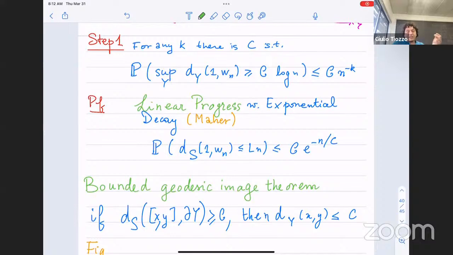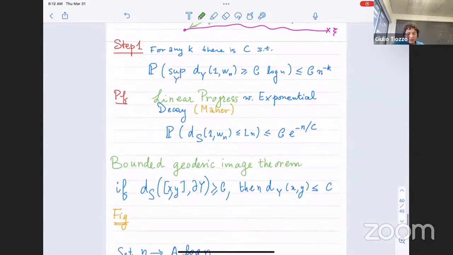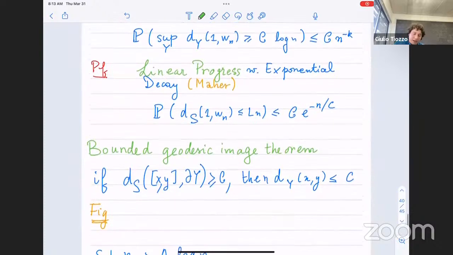So what does the bounded geodesic image theorem say? Well, it tells you that if you're making progress in a subsurface, the only way to make progress in a subsurface is that, if you look at it in the main curve complex, your path must pass close to the boundary of Y, right? So you always have two pictures here: a picture in CS and a picture in CY. So we always have to compare these two pictures.